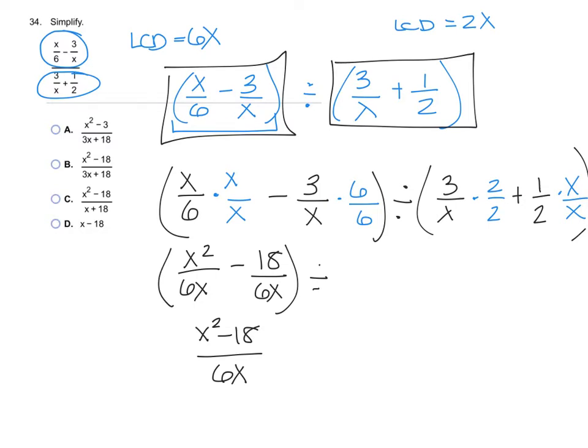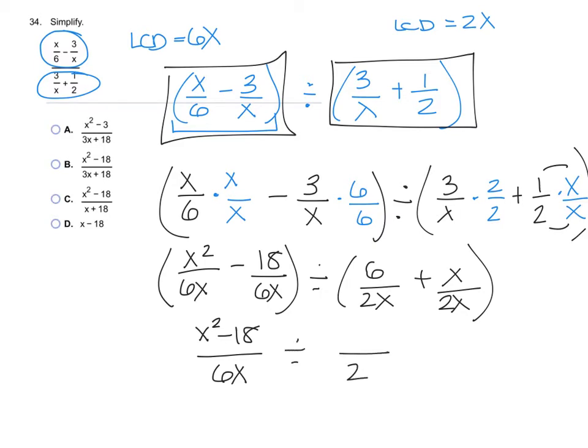So if I look at the 3 over x times 2 over 2, I get 6 over 2x when I multiply that out. And then I'm adding it to the 1 over 2 times x over x, and when I multiply that out, I get an x over 2x. Now that these fractions have the same denominator, I can keep the denominator, which is 2x, and add the numerators, which gives me 6 plus x, or x plus 6.